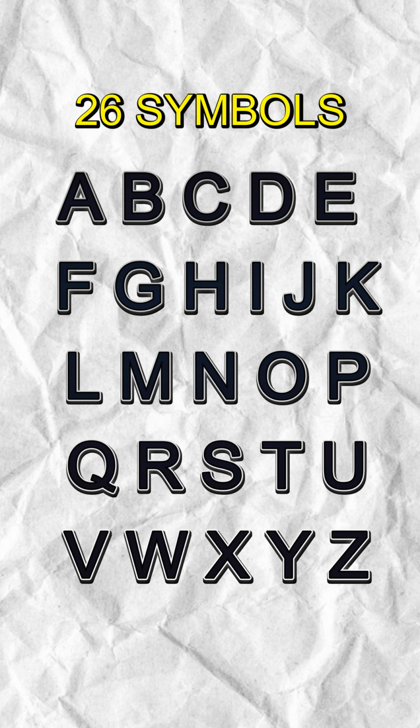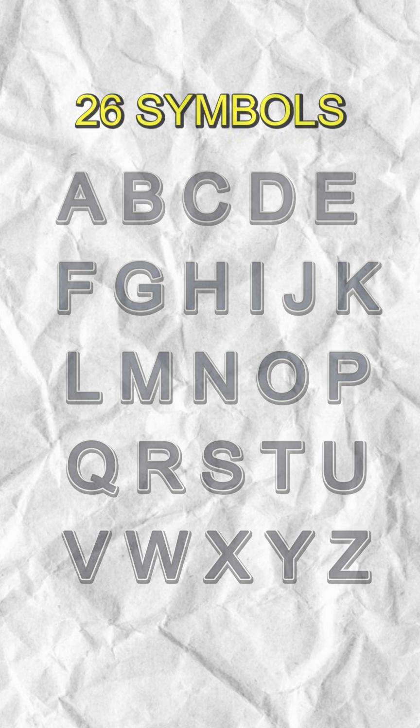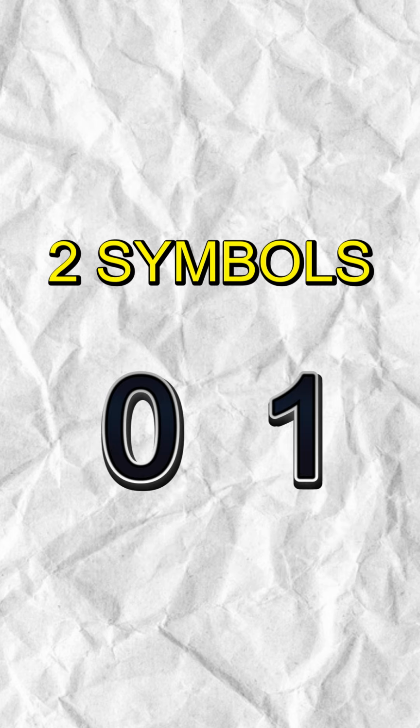Think of it like this. The alphabet lets us communicate complex ideas using just 26 letters. And the binary system does something very similar, but instead of 26 letters, we only have two, zeros and ones. So, to make it more clear, let's take a look at an example.